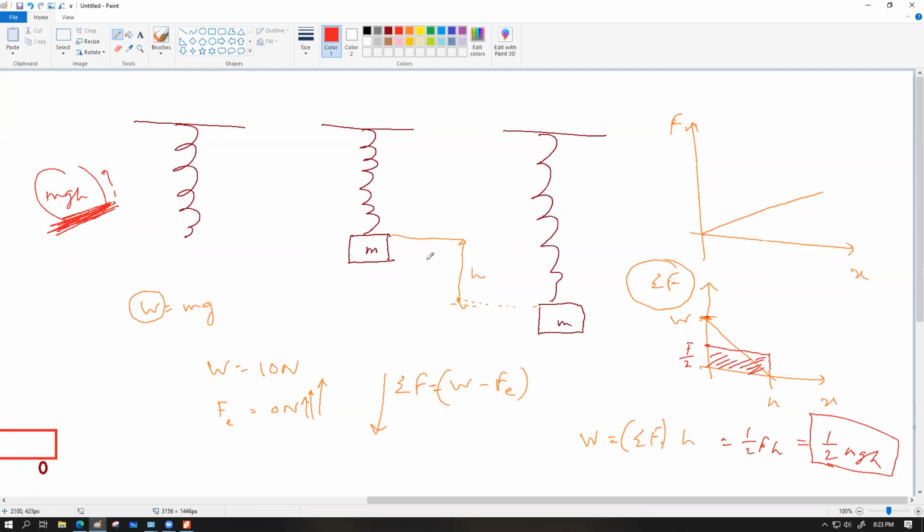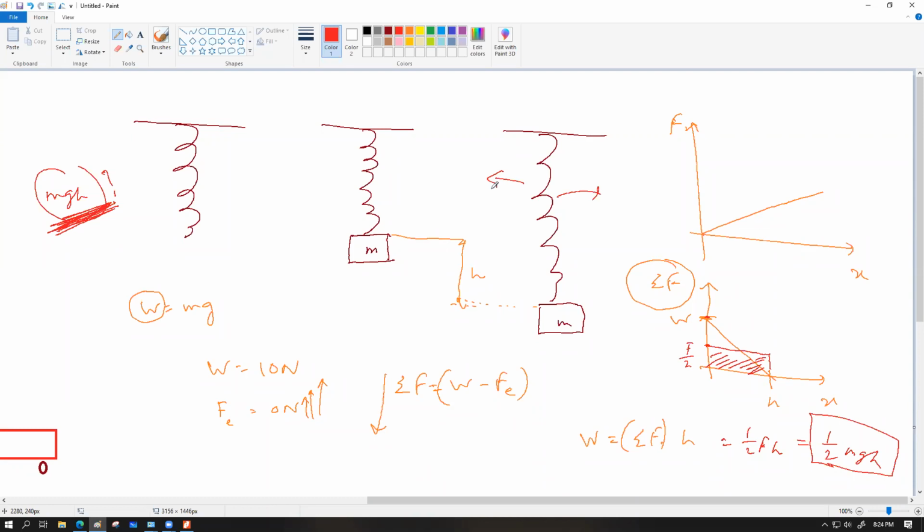When I was describing the happening, I said that we are holding this mass and we slowly allowed this mass to fall down, and eventually it came to equilibrium at this point, right? This is what I said. In that slow process of falling, heat energy will be dissipated out from the spring.